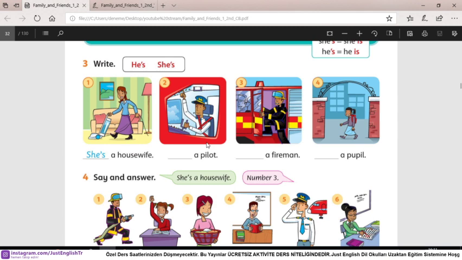O zaman bunları yapalım arkadaşlar. Blah blah, a pilot. He's or she's. Hangisi hangisiydi? These are the subject pronouns. And we use he for males. For example, if it's a boy, if it's a man, we will use he as a subject pronoun. But if we are talking about a woman or a girl, we should use this one for girls. She. For example, she is a housewife.